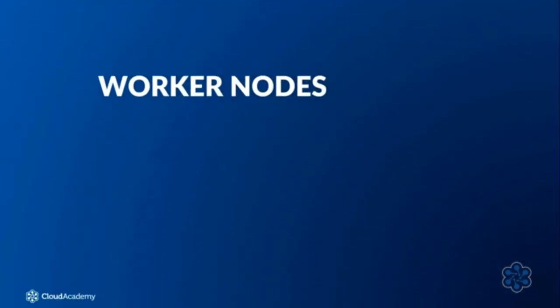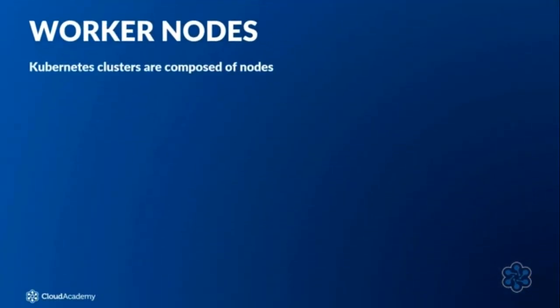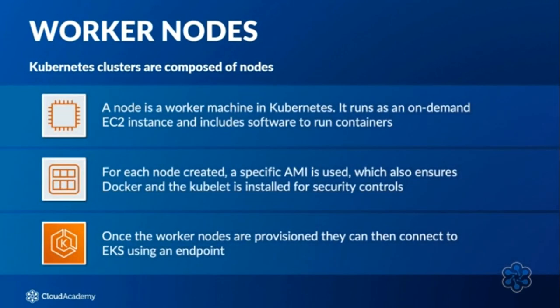Worker nodes. Kubernetes clusters are composed of nodes, and the term cluster refers to the aggregate of all the nodes. A node is a worker machine in Kubernetes and runs as an on-demand EC2 instance and includes software to run containers managed by the Kubernetes control plane. For each node created, a specific AMI is used, which also ensures Docker and the kubelet, in addition to the AWS IAM authenticator, are installed for security controls. These nodes are what we as the customers are responsible for when managing and working with EKS. Once the worker nodes are provisioned, they can then connect to EKS using an endpoint.